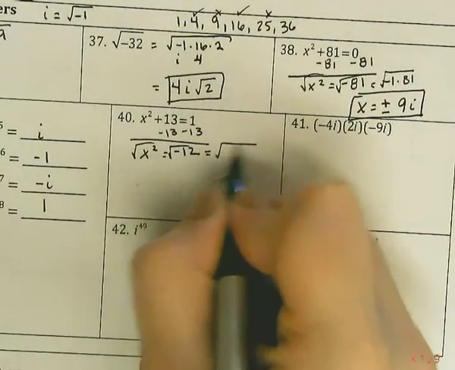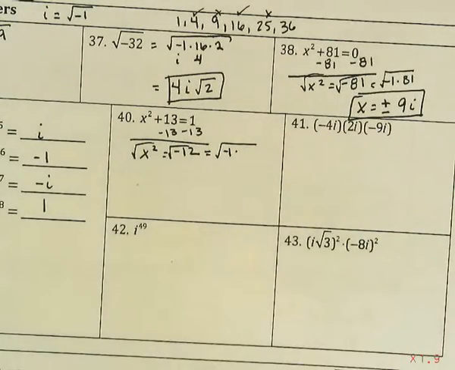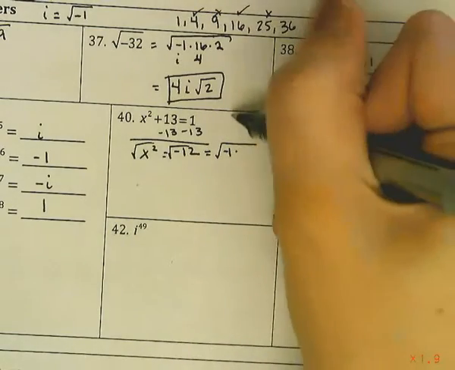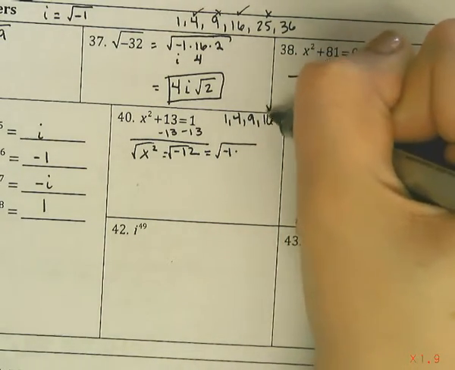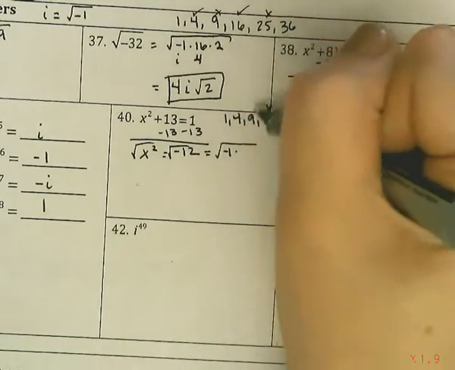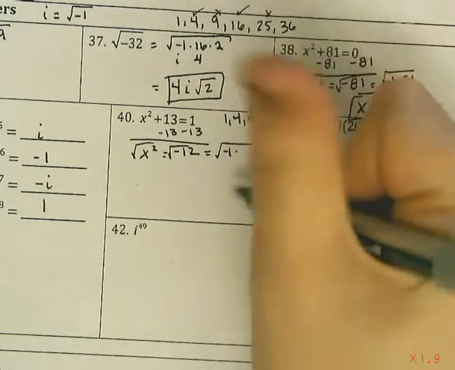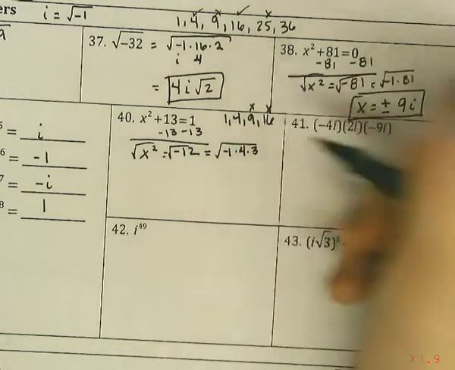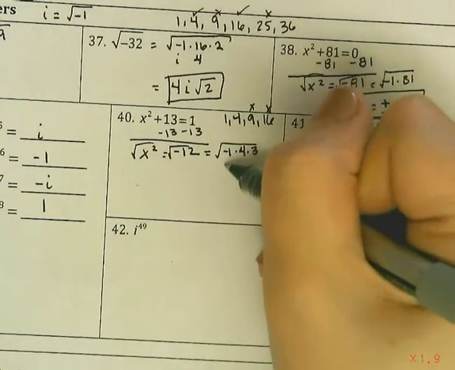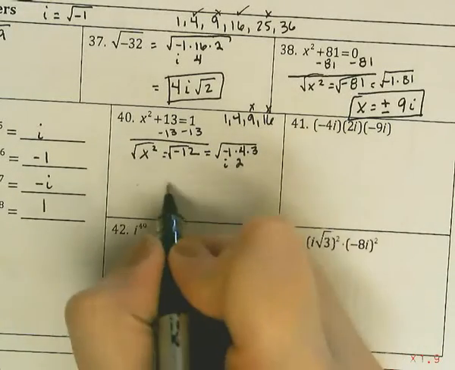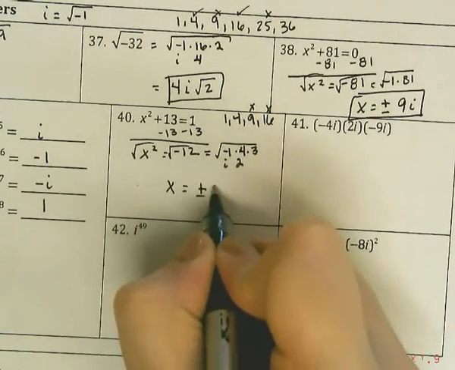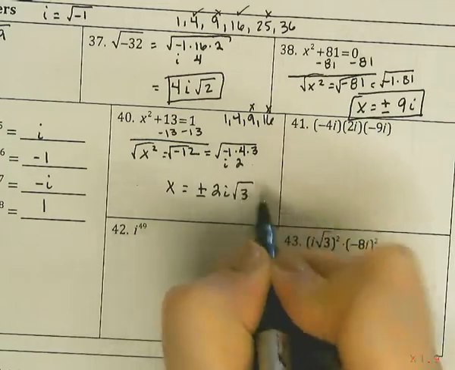Now here we get negative 1 times... let's find out if a perfect square goes into 12. Well, 1, 4, 9, 16. Well, 16 is bigger, so no. 9 has a remainder. 4 does, 4 times 3. The square root of negative 1 is i, the square root of 4 is 2. 3 cannot escape, so x equals plus or minus 2i square root of 3.